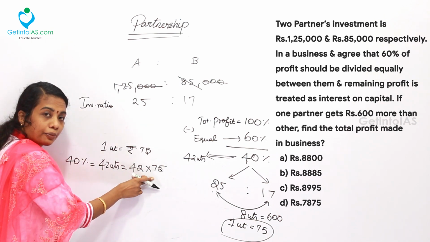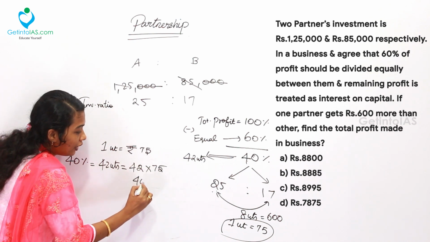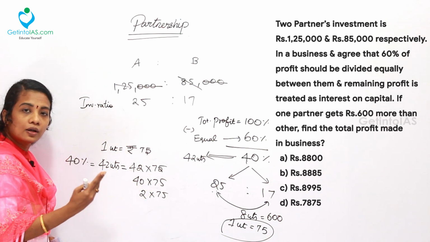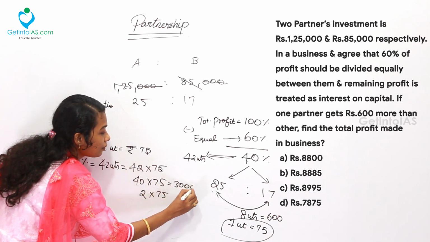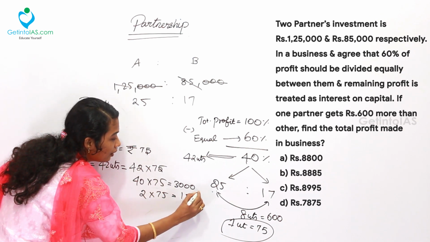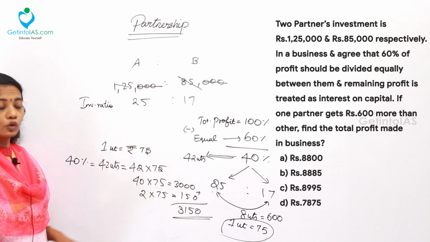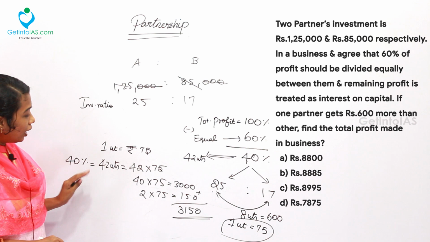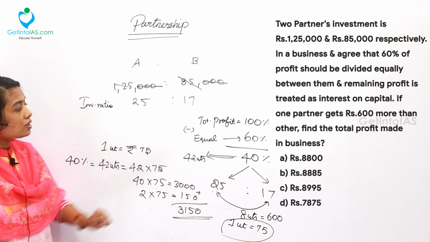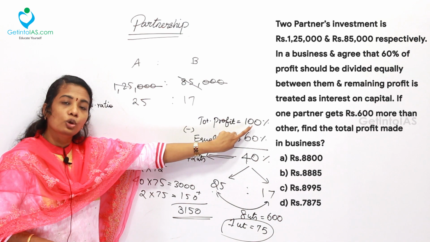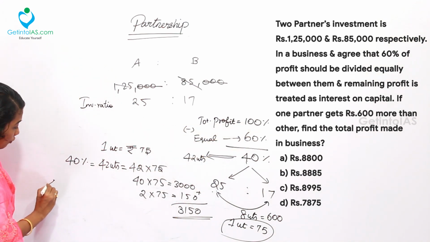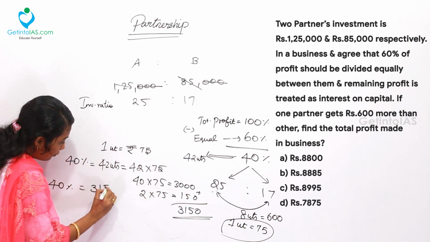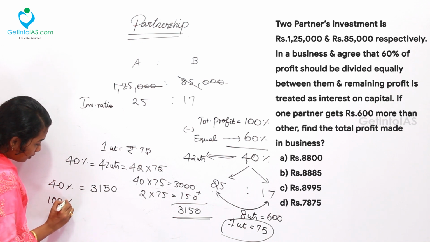So let me get the product of this. What is 42 into 75? 40 into 75 first, then 2 into 75. 4 into 75 is 300, including 0, 3000. Then 2 into 75 is 150. So totally 3150. So this is for 42 units or 40%. So hereafter I am going to get rid of the units value. Why? Because I am directly going to the percentage value of 100%. Then we can say the 40% value is 3150. What is 100% of that?